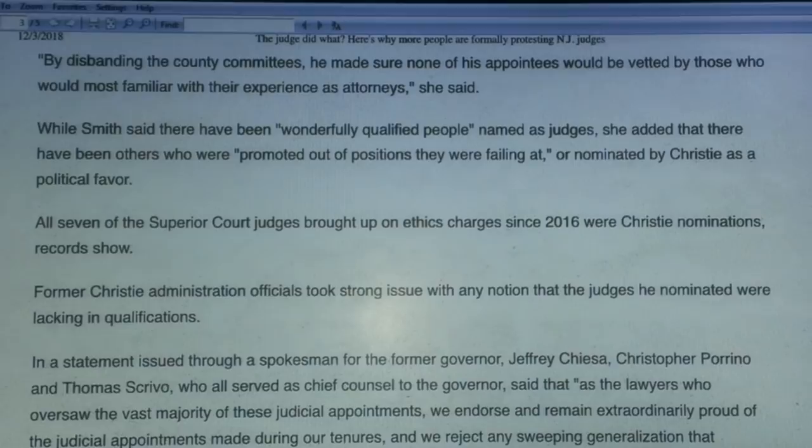So it goes on to say former Christie administration officials took strong issue with any notion that the judges he nominated were lacking in qualifications.